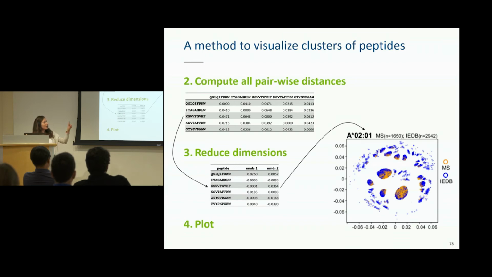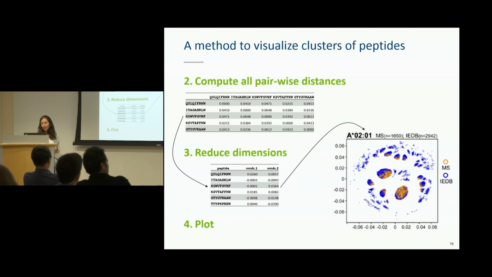So in these plots that I will show, every circle is a peptide, and the color represents the source of the peptide. The peptides that came from our mass spec data are colored in orange, and the peptides from the IDB data set are colored in blue. So you used multidimensional scaling to turn the pairwise distances into an embedding in low-dimensional space. Yes.